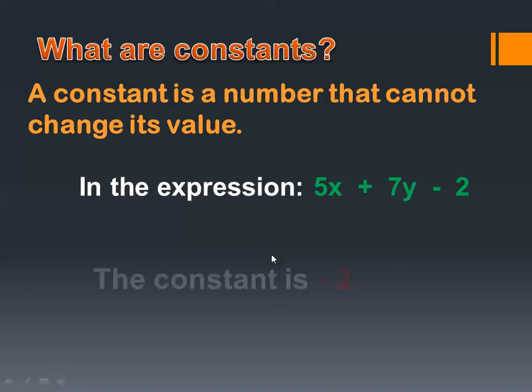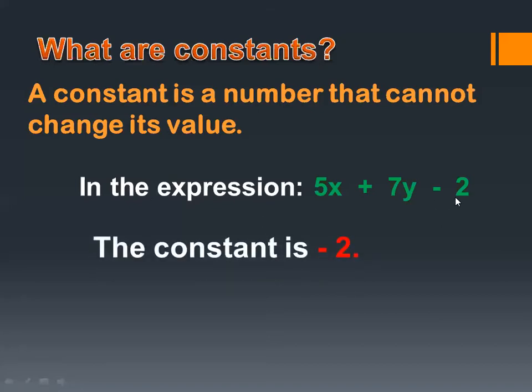So in this expression, it is written with the sign of minus 2. The signs are very important in algebra. So you will write minus 2 is the constant and you cannot change the value of minus 2. It means you cannot make it 1, 2, 3 or 5. So this is the constant, and this is an algebraic expression. In an algebraic expression, you have coefficients, variables, operations like plus and minus, as well as a constant, that is 2 here.